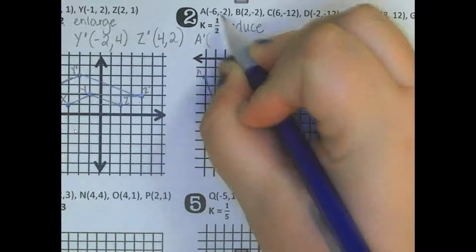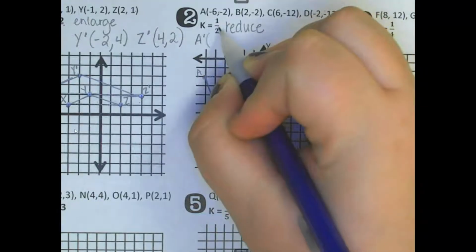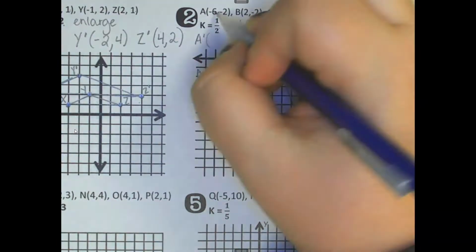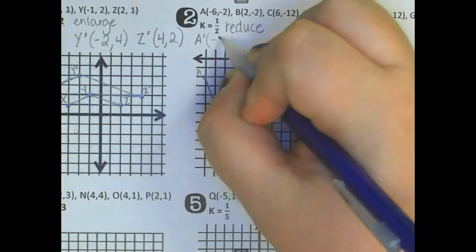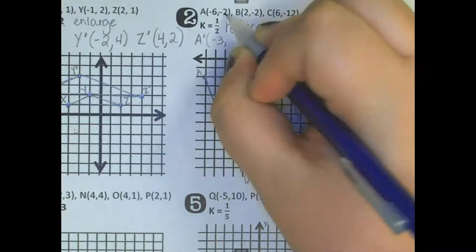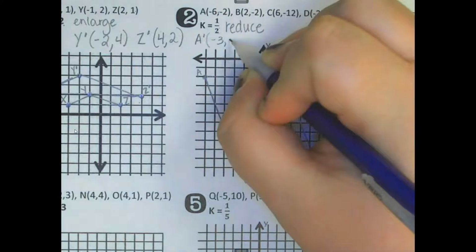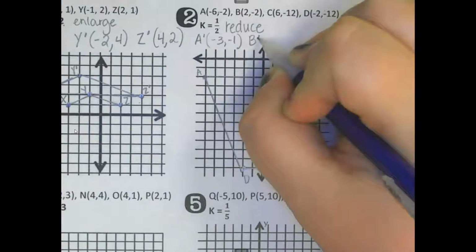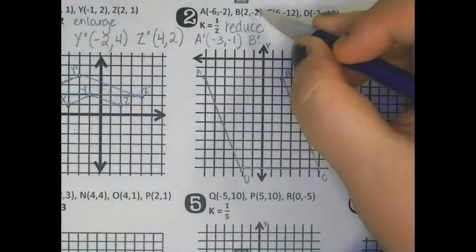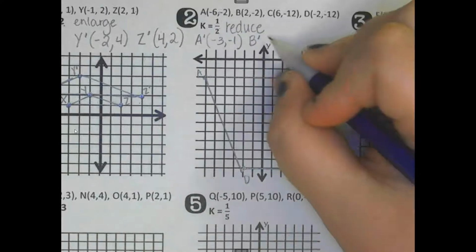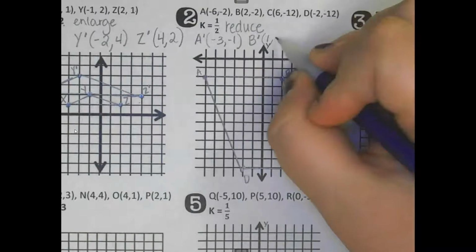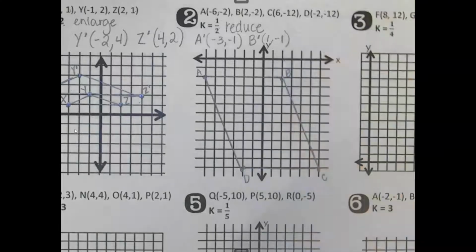So I'm going to do negative 6 times 1/2. That's the same as doing half of negative 6. What is half of negative 6? Negative 3. What is half of negative 2? Negative 1. I'm going to do my B prime. Half of 2 is 1. Half of negative 2 is negative 1.